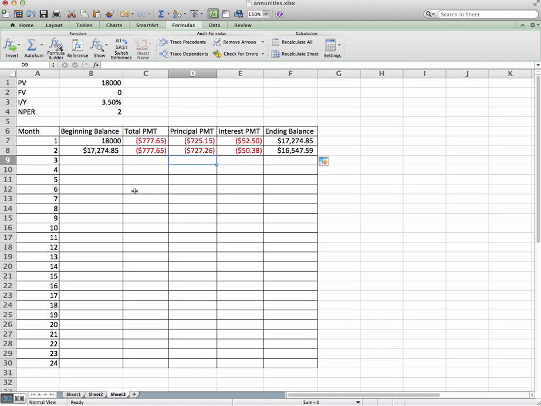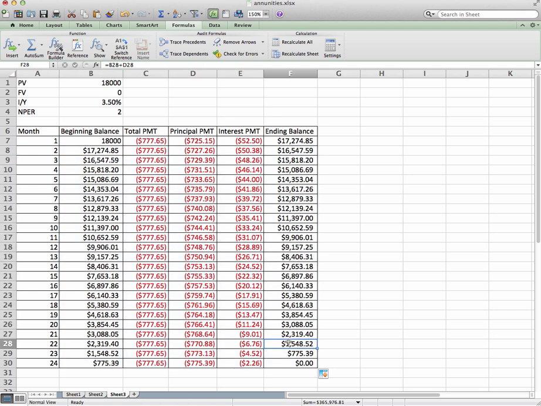So now what I can do is click this whole line here and click and drag all the way down. Alrighty, and there we have it. So if you notice, at the end of month two, I have $16,547, which then becomes my beginning balance of month three. My payment stays the same throughout the life of the loan. However, my principal payment goes up, my interest payment portion of that goes down, and my ending balance goes all the way down to $0. It is a zero balanced loan at the end of the life of the loan.